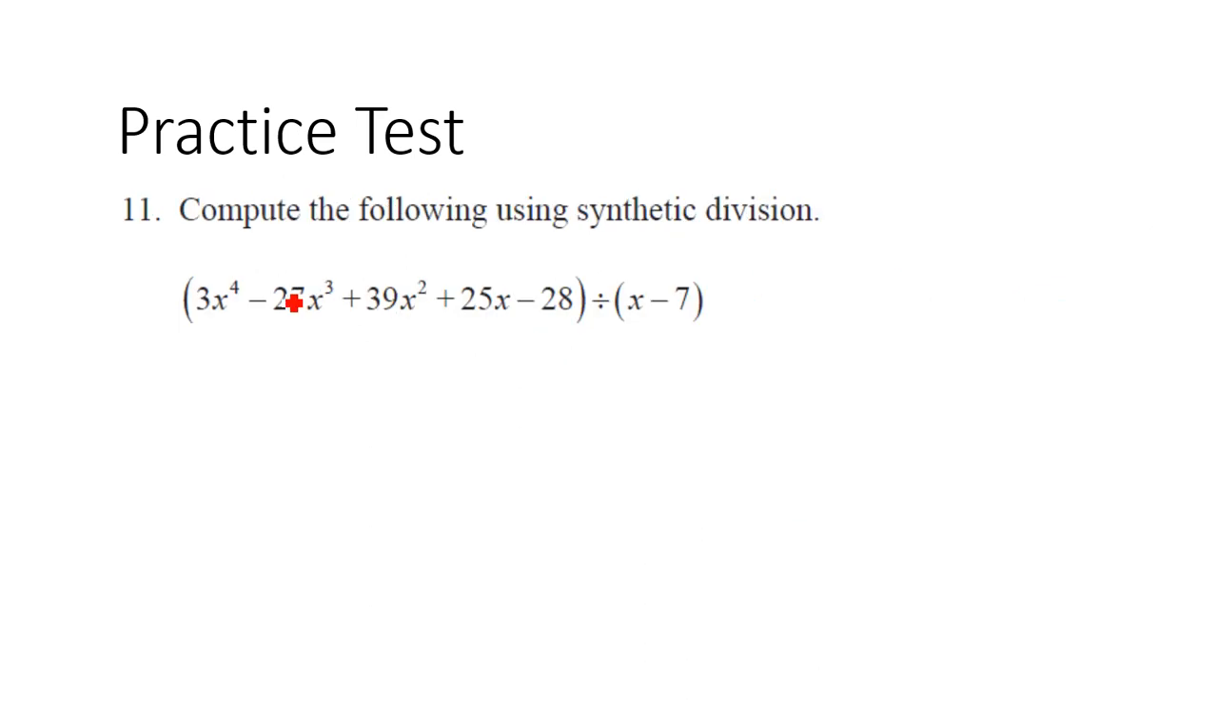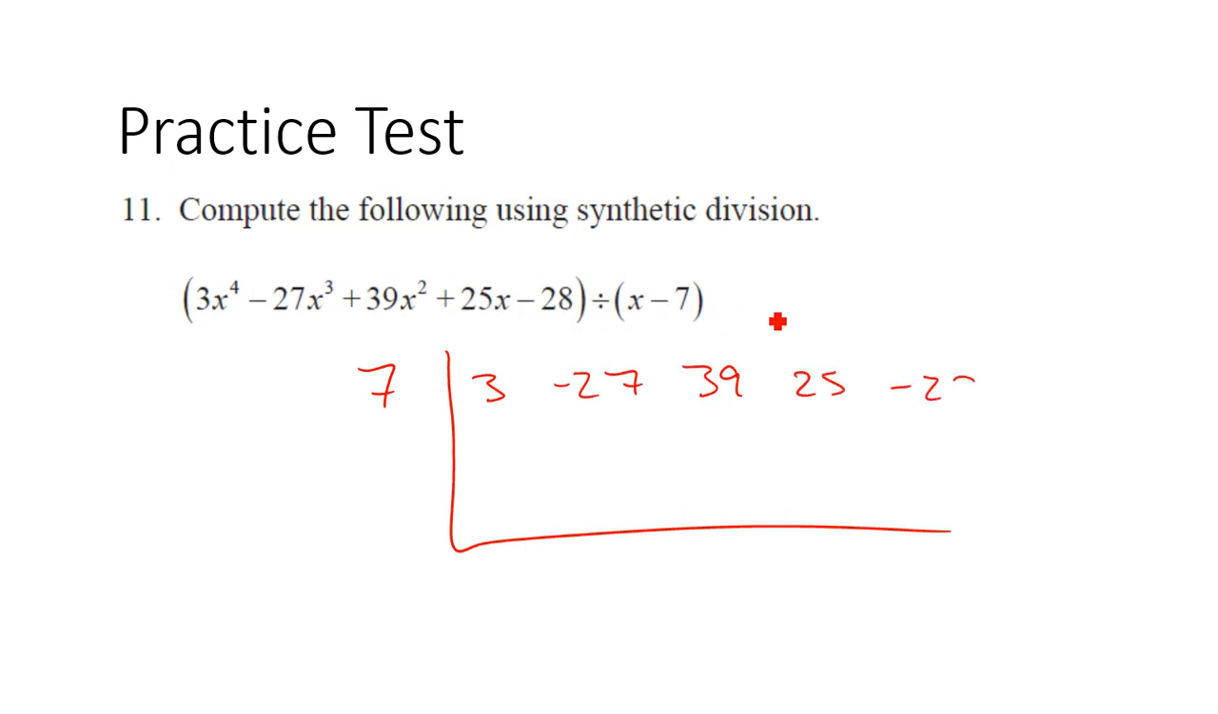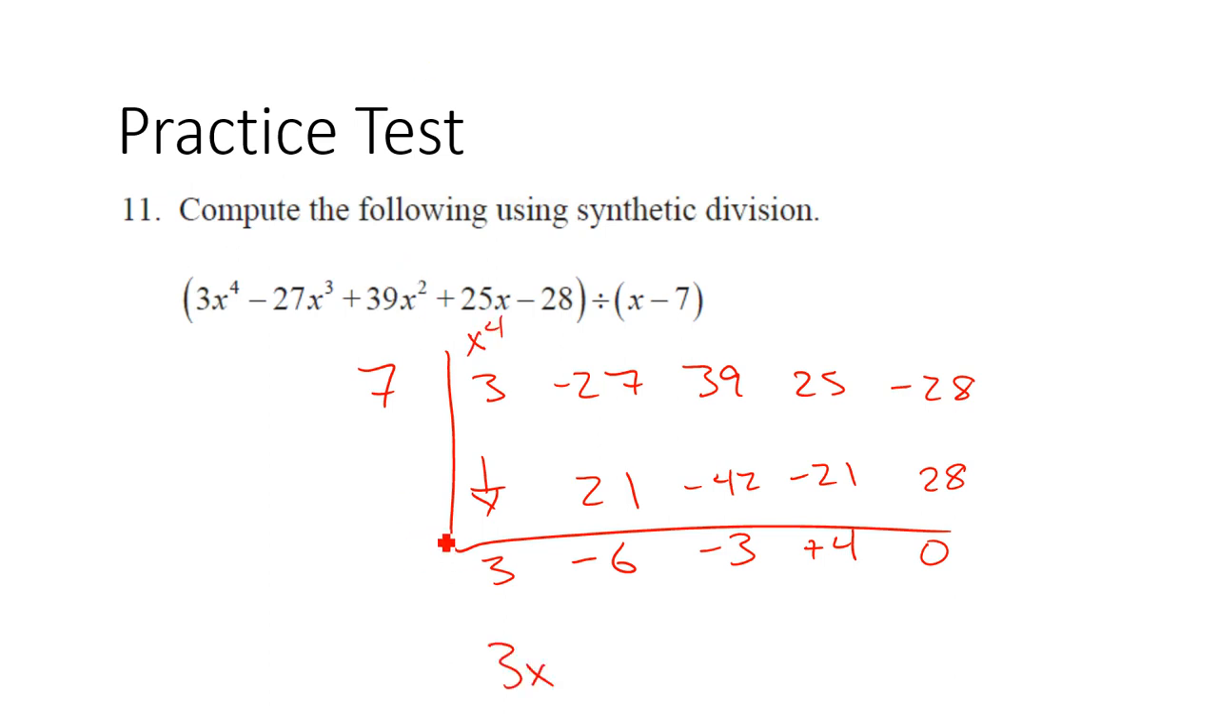All right, synthetic division, we're going to put 7 on the outside, and we'll get 3, negative 27, 39, 25, and negative 28. Bring it down. So we have 3, 21, negative 6, negative 42, negative 3, negative 21, and so negative 4, positive 4, and so positive 28, which is 0. So it comes out clean, and this used to be x to the 4th. We're going to have 3x cubed minus 6x squared minus 3x plus 4.